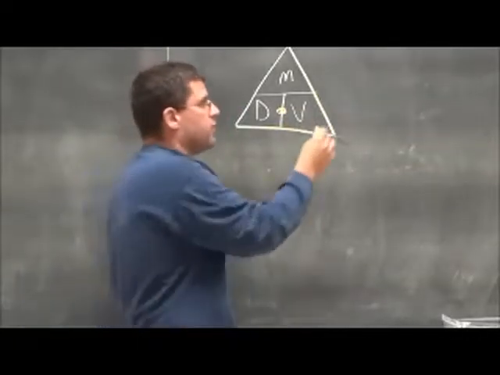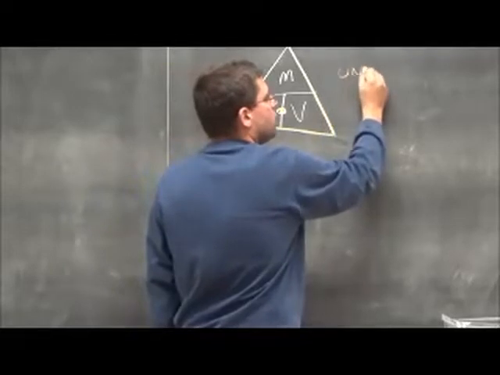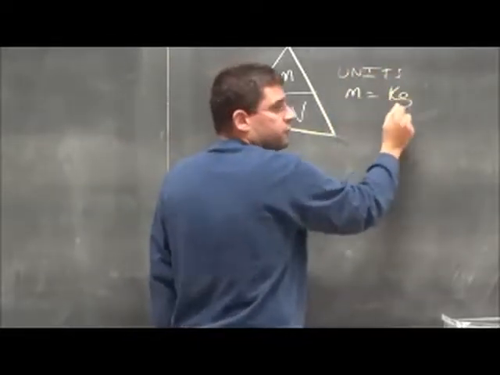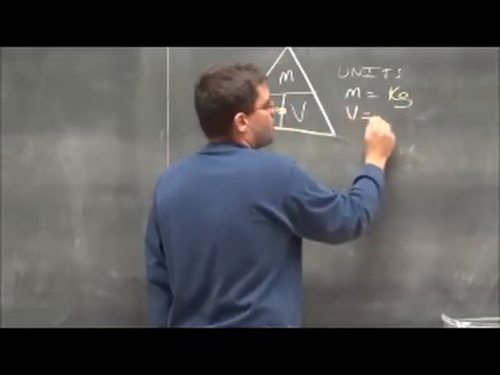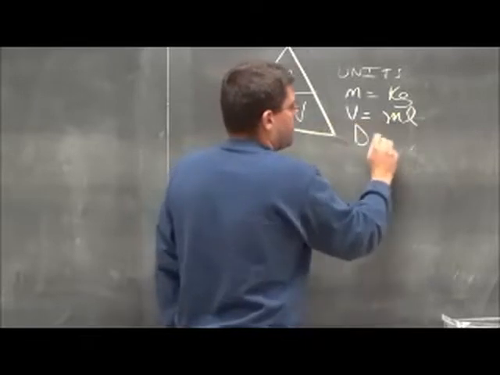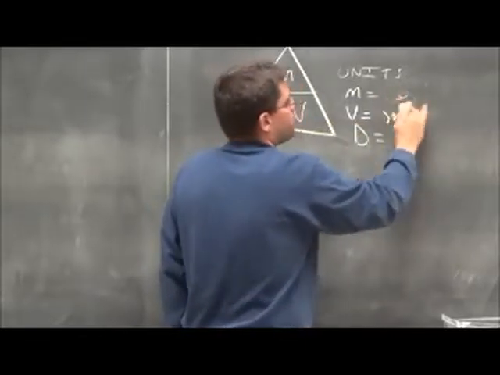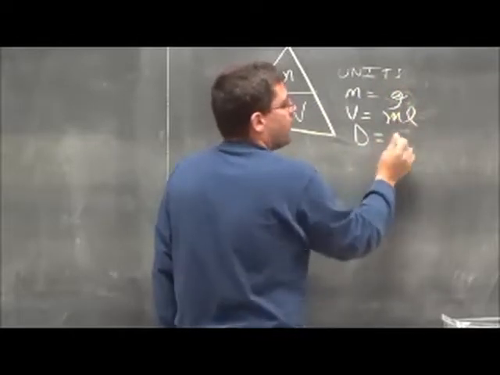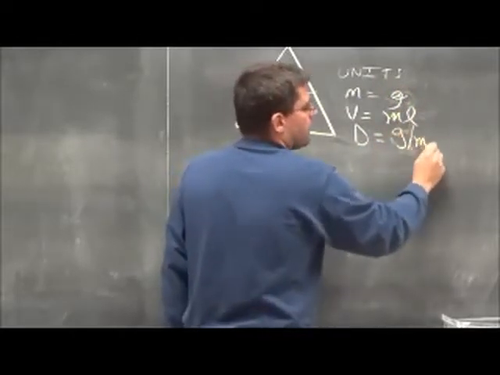And next to it I want you to write the units. The unit for mass is going to be kilograms. The unit for volume is going to be milliliters in this case. And the unit for density is going to be, think mass, grams. We'll go grams this time. Okay, we'll go grams. Sorry. We'll make density grams over milliliter.